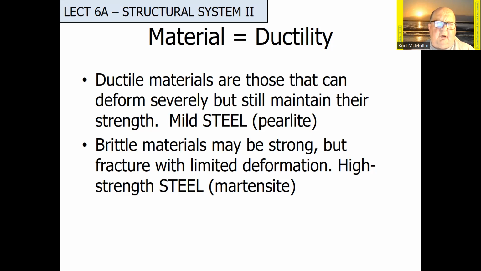Ductile materials are those that can deform severely but still maintain their strength. Some mild steel, for example pearlite, is a very ductile material in that once it yields, it can still resist a relatively large force even while it deforms. Brittle materials, on the other hand, may be strong, but they fracture with limited deformation after they've reached their peak strength. For example, high strength steel, such as martensite, is a very brittle type of steel.